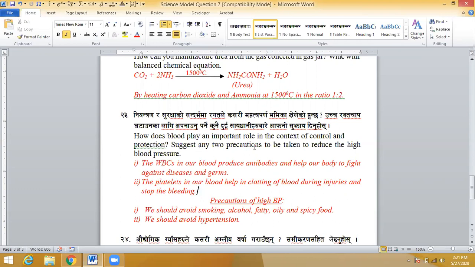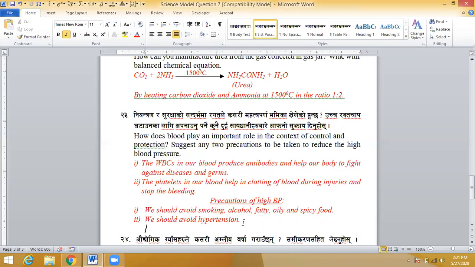Suggest any two precautions to be taken to reduce high BP. That means when we have high blood pressure, what are the things we should not do? Precautions means what we should be very careful about, right? Number 1, we should avoid smoking. We should not smoke. We should not take alcohol, and we should avoid fatty, oily, and spicy food. Second, we should avoid hypertension. We should not take too much tension. We should not take too much stress.